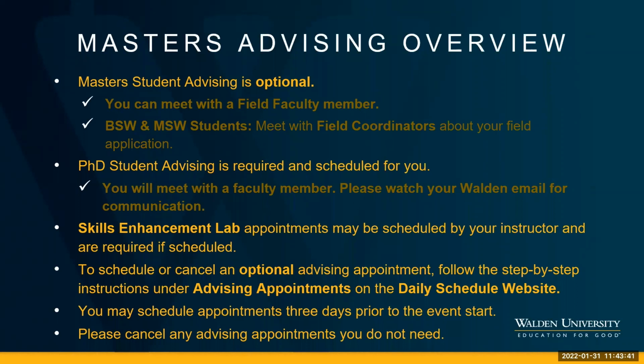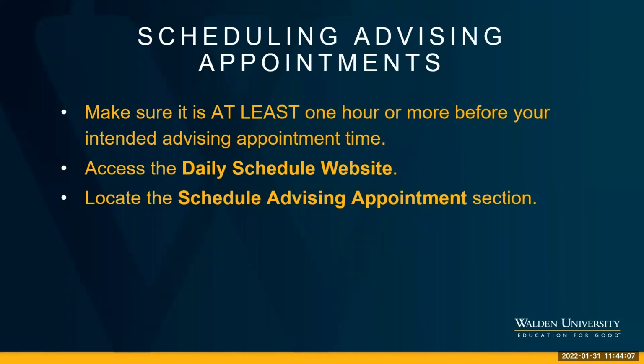To schedule or cancel an optional advising appointment, you'll follow the step-by-step instructions, which are contained under the advising appointments section within the daily schedule website. You can start scheduling appointments 3 days prior to your event start. Again, we encourage students to cancel any advising appointments that you do not need. For scheduling advising appointments, we encourage you to make sure you're scheduling an appointment at least 1 hour or more before the intended advising appointment time.